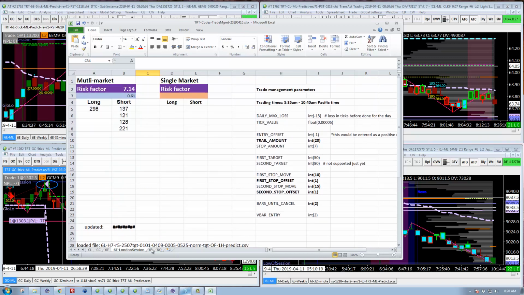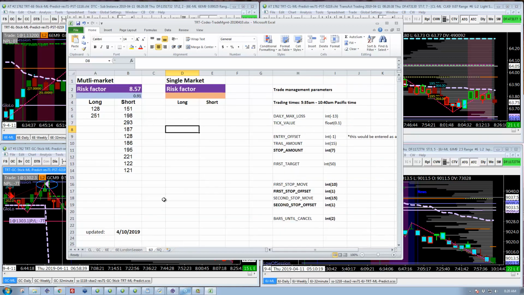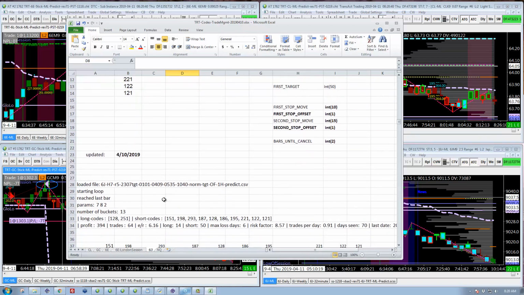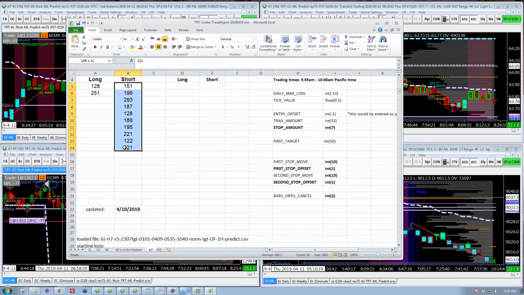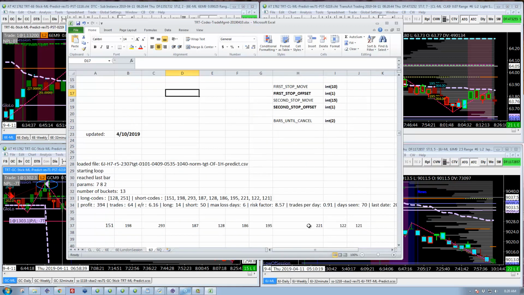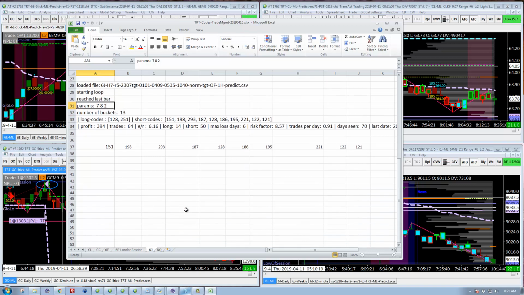Okay, and then 6J is the last one here. It's interesting. This market is quieter. There's a lot more behaviors that show up, and yet you still get less than 1 trade per day, 0.91. Same thing, not quite as nice looking, right? 8 is the requested ER, and 6.16 is the system ER.